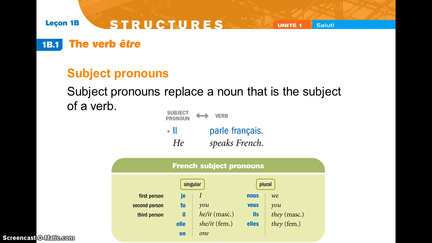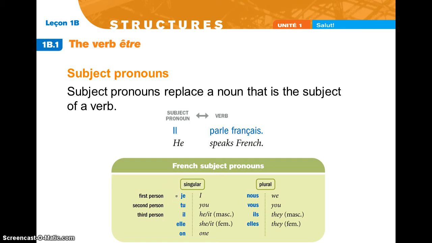Il is standing for le professeur. The verb and what he's doing, parle français, stay the same. So perhaps we mentioned le professeur previously, and now we just need to refer to him as he. He is not the only subject pronoun that we're going to need, of course, and we've seen these other ones before. Practice pronouncing these and pause as you need to do so.